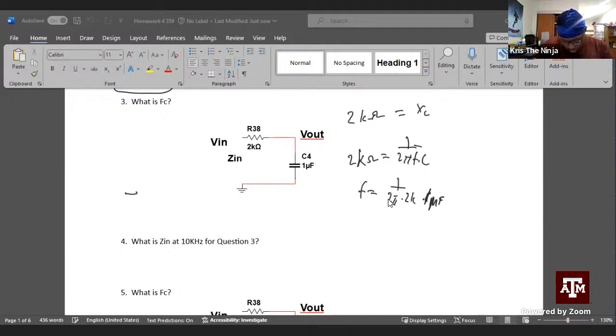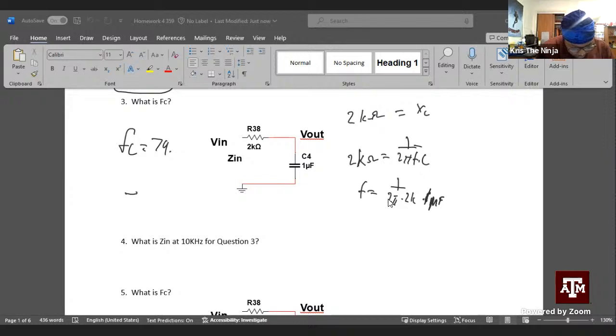The way I do it is I do all the stuff that needs to be multiplied together first. So I do 2 pi times 2000 and then multiply that by 1 microfarad. And then I do 1 over that. And that gives me 79.57 hertz. So FC equals 79.58. We'll just round up to 58 hertz.